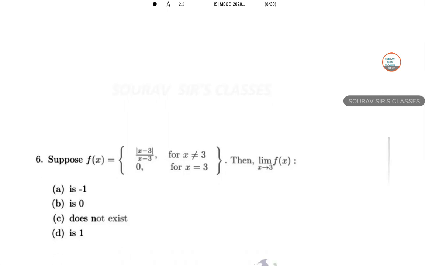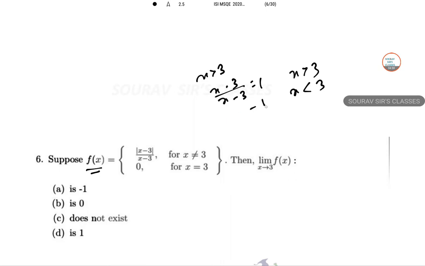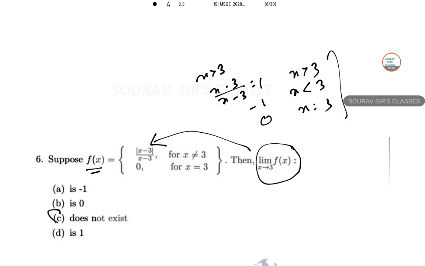So like very direct questions. Okay, not very tough. So f(x) equals mod of x minus 3. Obviously two values. If x is greater than 3, then x minus 3 by x minus 3 is 1. If x is less than 3, obviously it will be minus 1. At x equal to 3, this is 0. So limit of x tends to 3 of f(x) does not exist in this case. So C is the answer, because the denominator is 0.